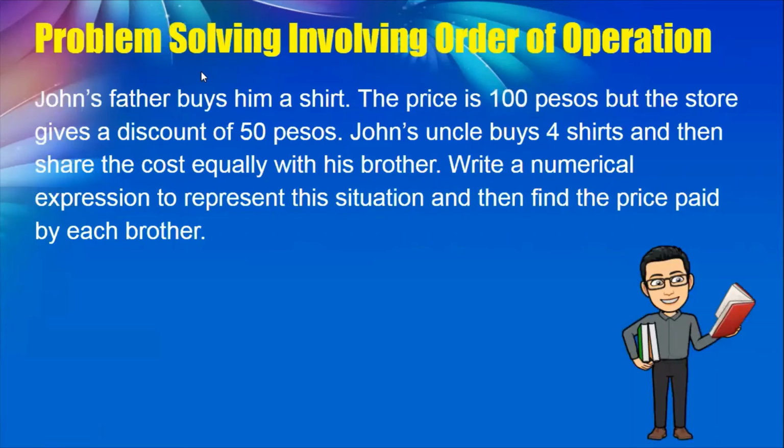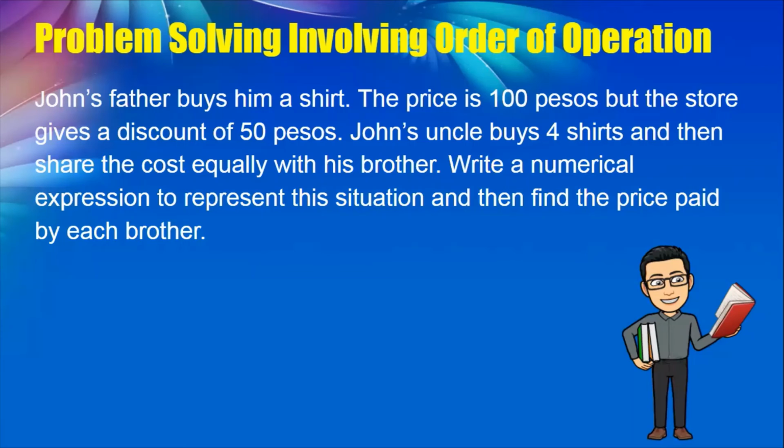Now, let us try a word problem. We have here, John's father buys him a t-shirt. The price is 100 pesos, but the store gives a discount of 50 pesos. John's uncle buys 4 t-shirts, and then he wants to share the cost equally with his brother. So what is the numerical expression to represent this situation, and find the price that is paid by each brother?